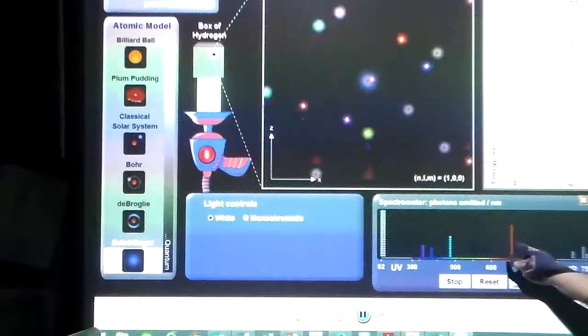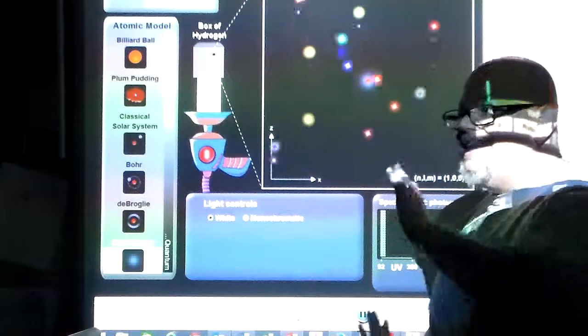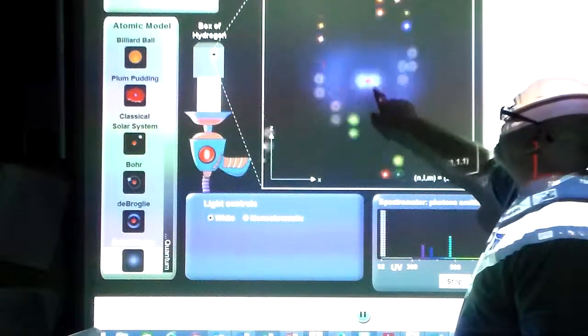Okay, so if you look at it, here's level 1. There's only sublevel S, 1S. That's it. Okay? Well, what's the shape of the S? Well, it's the shape of a sphere.